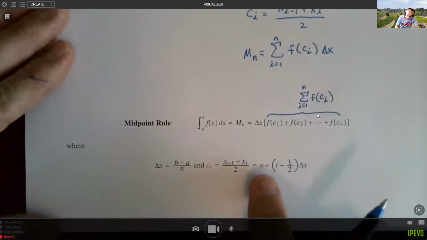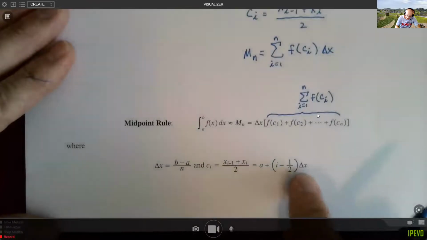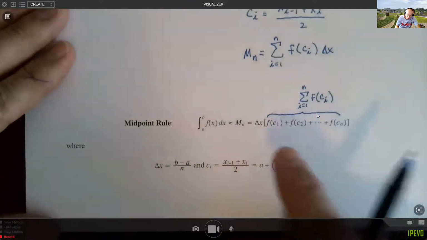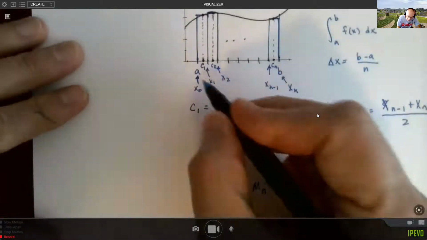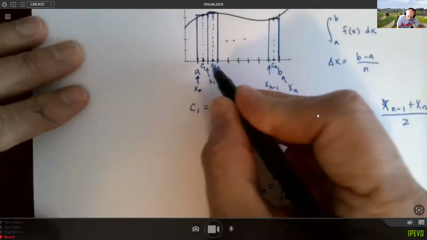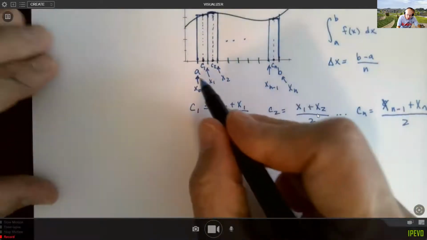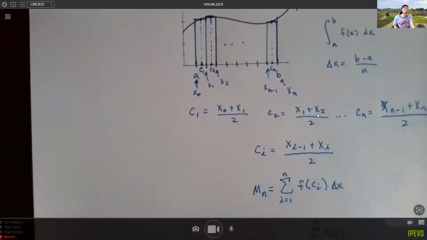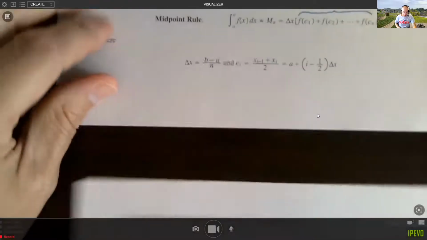Another way to think about it is it's the fixed value a, and then i minus 1/2 times delta x. In other words, go halfway. Typically, what we'll see is the distance between the midpoints is equal to delta x. In other words, the distance between c1 and c2 is delta x, c2 and c3 is also delta x. So what I typically do is just find c1 and then keep adding delta x to find all the other midpoints.